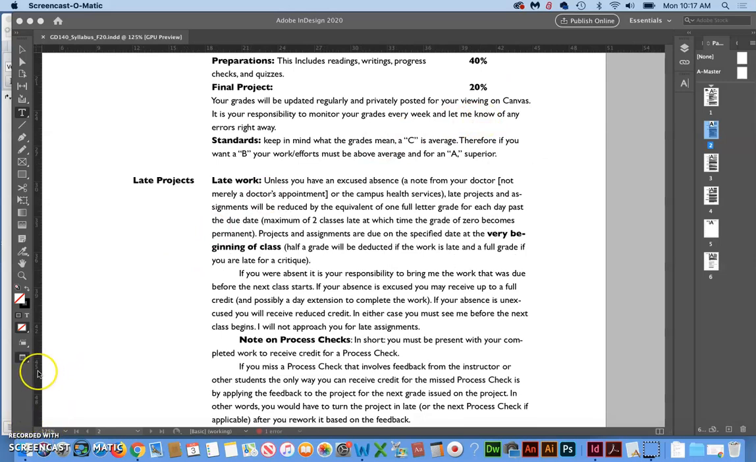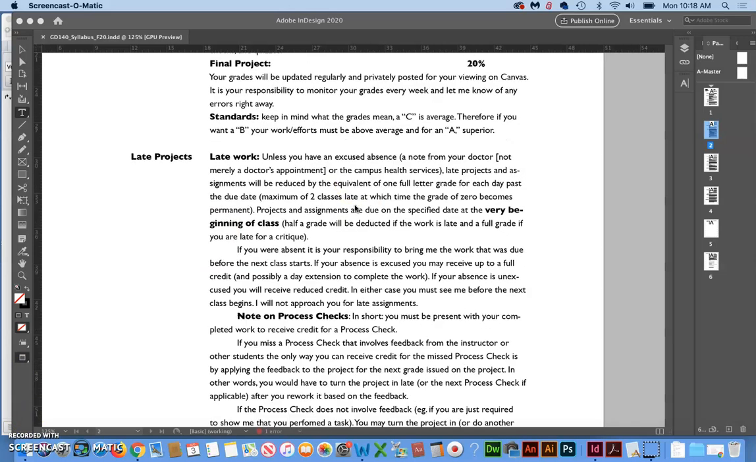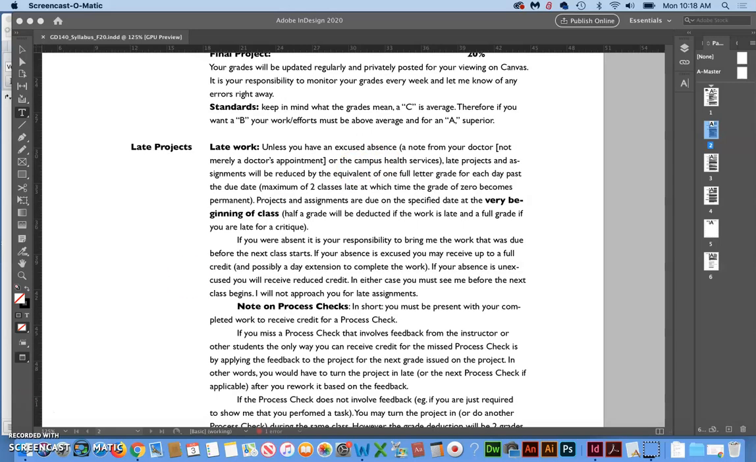Now, late projects will be penalized just like they would be in the real world, unless you have a healthcare provider excuse. Now, not merely just like an appointment. I don't make my appointments during class time. Expect you to follow the same etiquette. So for me to consider work as late, you need some kind of physical excuse from a healthcare provider. Could even be the on-campus healthcare providers.